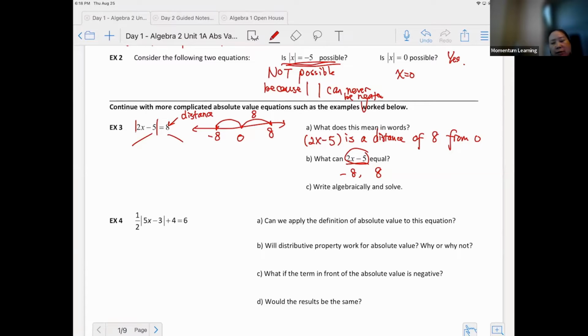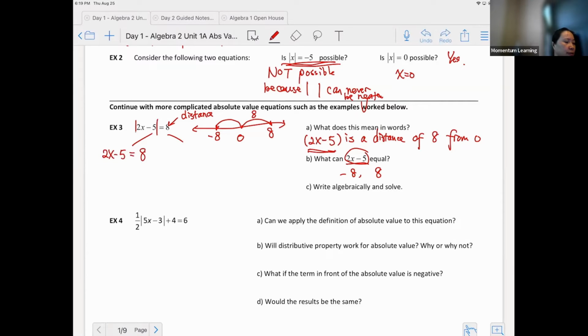Now to make it more understandable, I will have the one on the left side. When I split, I get rid of all the bars, because 2x minus 5 itself, the expression, has a distance of 8 from 0. So I'm going to copy down everything exactly the same as the original equation, but just without the absolute value bars.